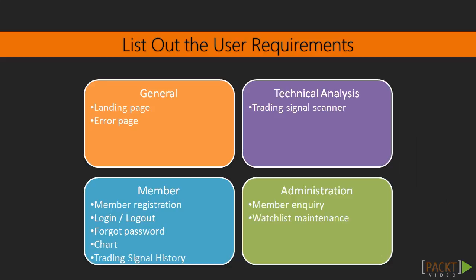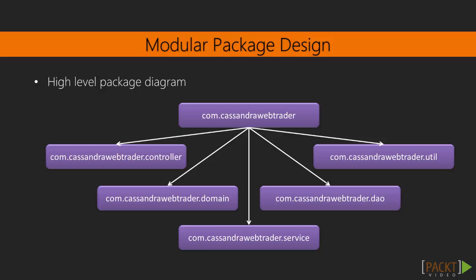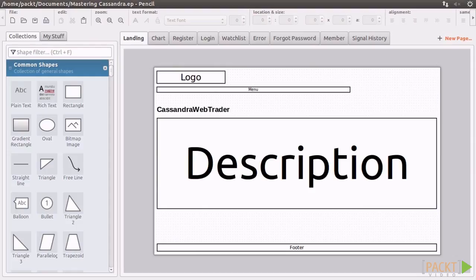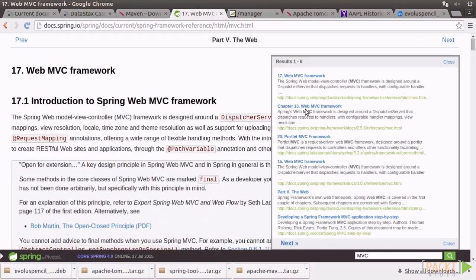Then we crafted out a high-level design of Cassandra WebTrader by completing the typical software development tasks. For example, collecting and analyzing user requirements, designing the user functions and grouping them into logical packages, designing the data model and the class model, and lastly, producing some screen prototypes. Next, we concentrated on the Spring Framework components by writing small programs to get ourselves up to speed.